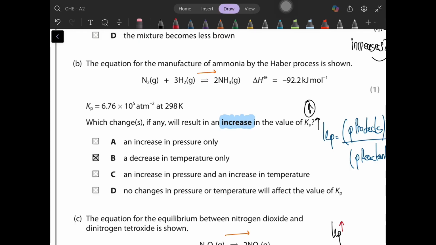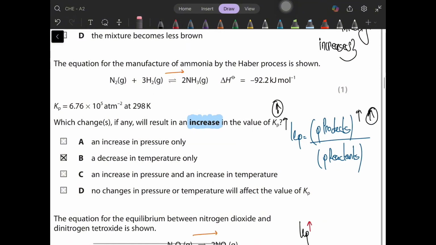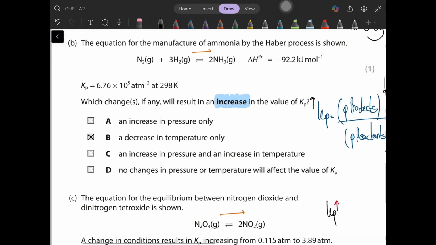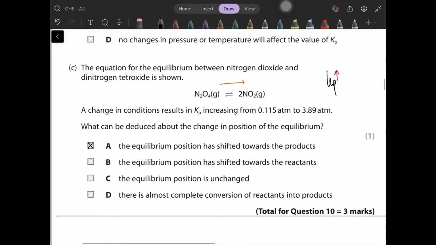Oh, I forgot. With equilibrium constants, you just have to know this: pressure does not affect the equilibrium constant, right? Only temperature does. Equilibrium constants are affected by temperature. Hence, I have selected the one that goes with temperature. Because pressure does not change the equilibrium constant, B should be the answer. So let's move on.